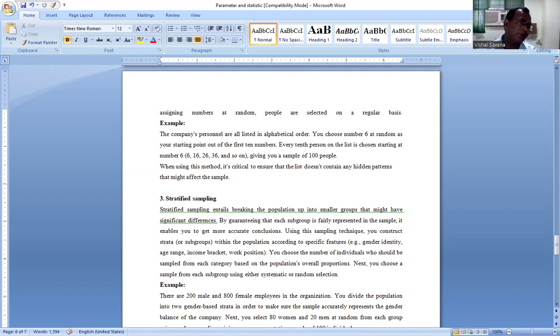So the whole population is divided into several subgroups, and each subgroup is called a strata. These strata can be made according to specific features, for example gender, identity, age range, income bracket, or work position. In this way, strata can be made.